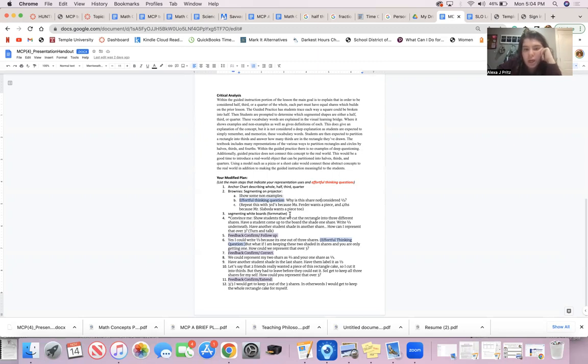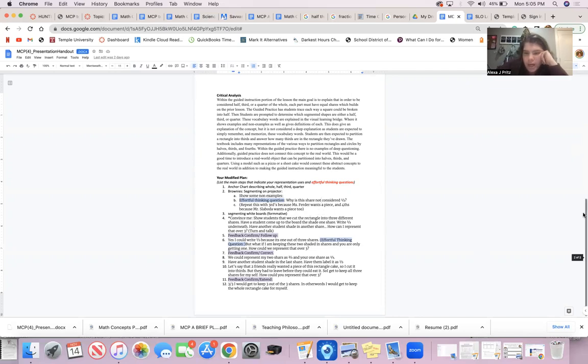My effortful thinking question would be, why is the share not considered 1/2? And I would repeat this with thirds because Ms. Furter wants a piece, fourths because Mr. Sablota wants a piece too. And then students would segment their whiteboards as a formative task.